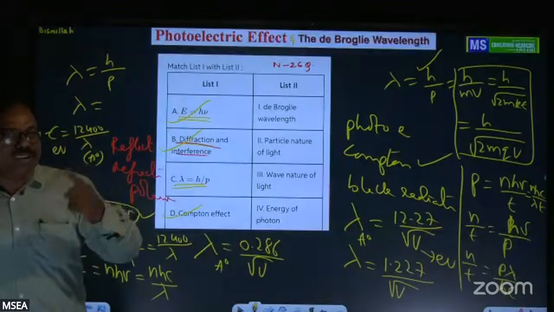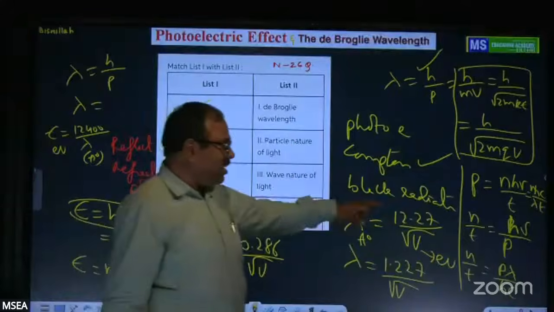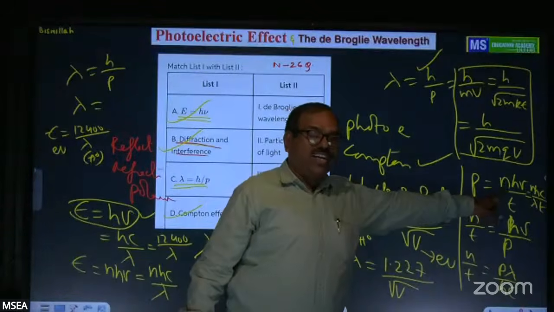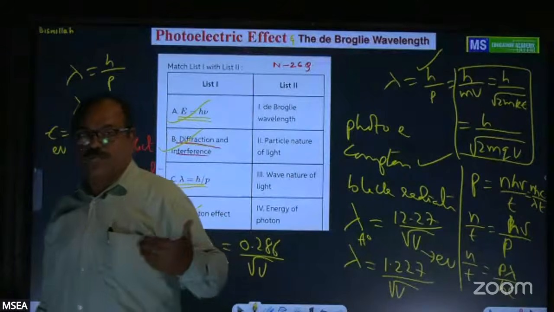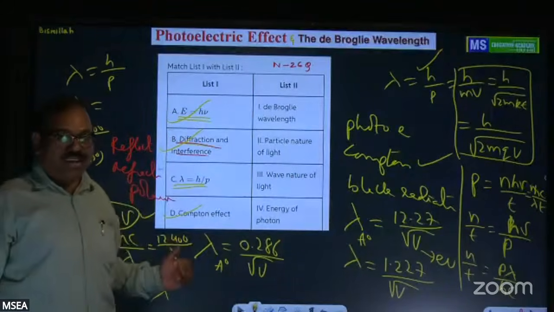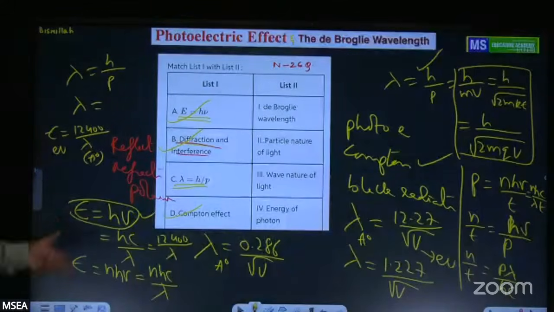They may give so many things. So power is equal to n into energy by time, or the rate of photons, or the number of photons per second, you can write that way. Okay, so that is one thing, and I'll go to the next slide.